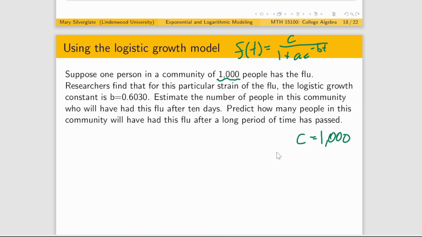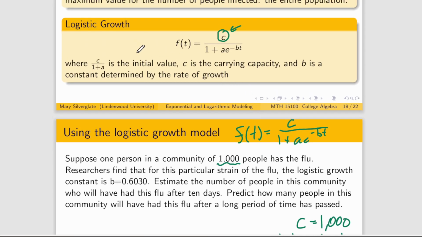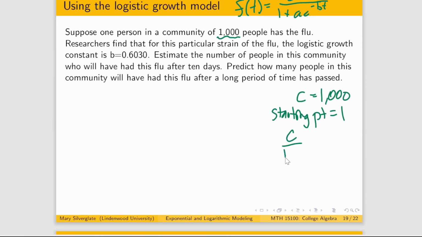And you have one person with the flu. So that's telling you that your starting point is that one person. In particular, the starting point's not as directly in the problem. It's going to be this C over 1 plus A is equal to 1 to represent that starting point. Again, that just has to be information given to you. You're not expected in this course to just know that. And we have a logistic growth constant of B is equal to 0.603.